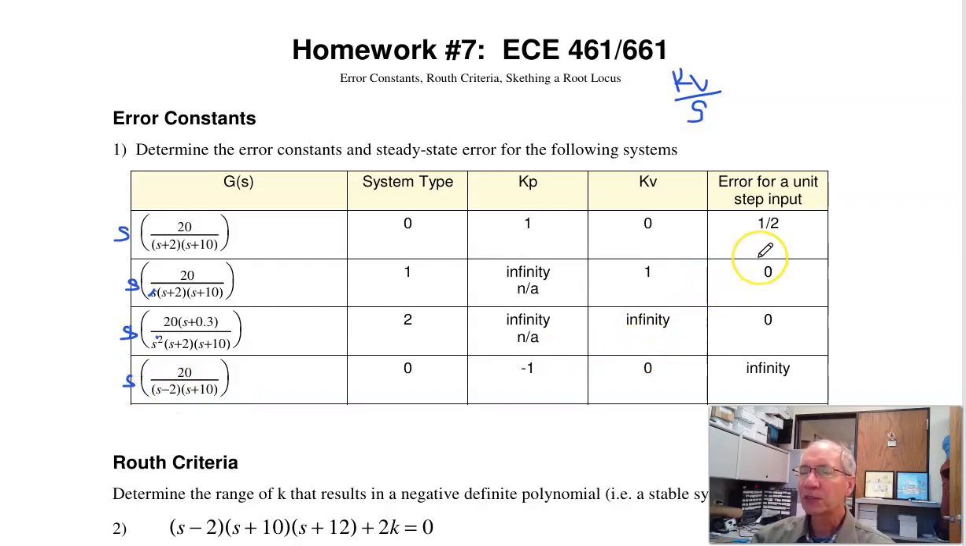Now the steady state error per step input, that's kind of what you care about, is 1 over Kp plus 1. So this has a DC gain of 1, steady state. So the error constant is 1 over 1 plus 1. That's 1 over Kp plus 1.